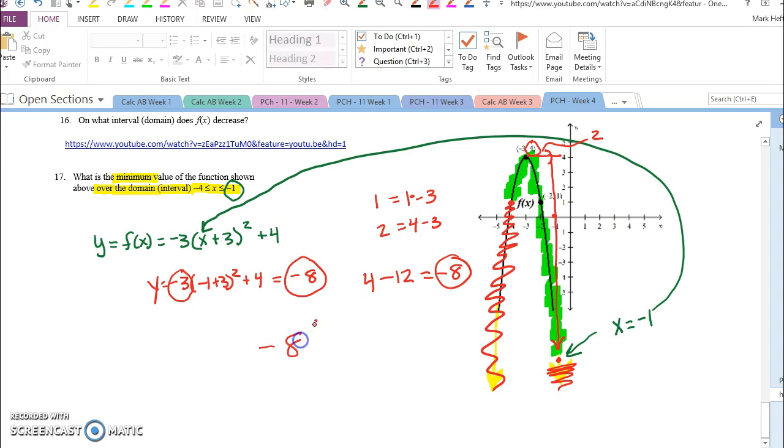The minimum value was -8 when x equaled -1, but that's not what we were asked for. It was just needed to pick up the right answer.